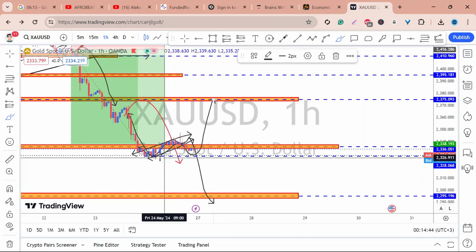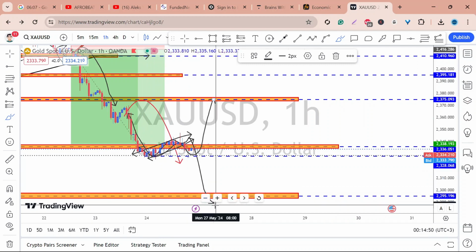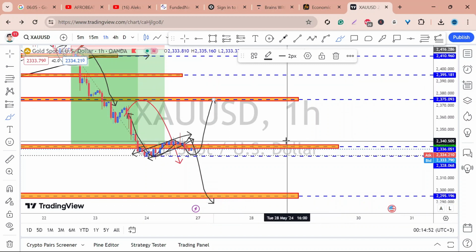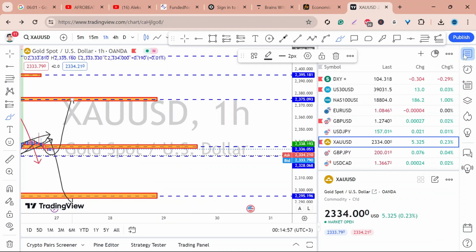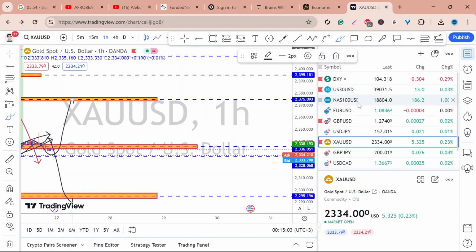But if we are able to break this level, that is 23.27, then I am quite sure that gold is going to be headed to 22.95. So keep watching those major key levels as we trade gold this week. The next thing that I'm looking at is EURUSD.